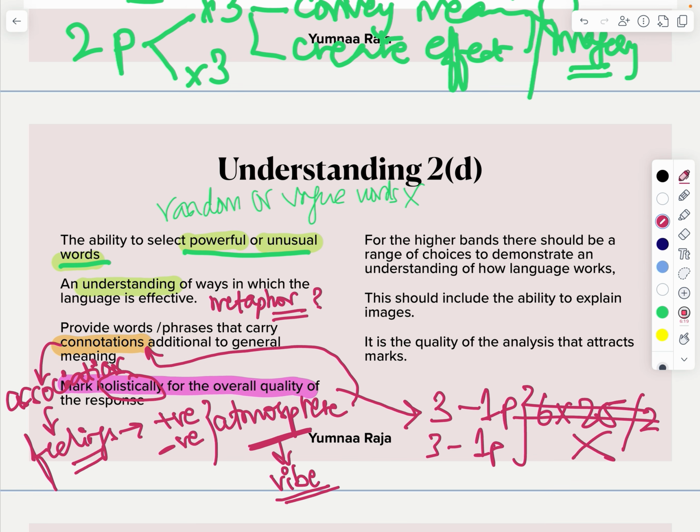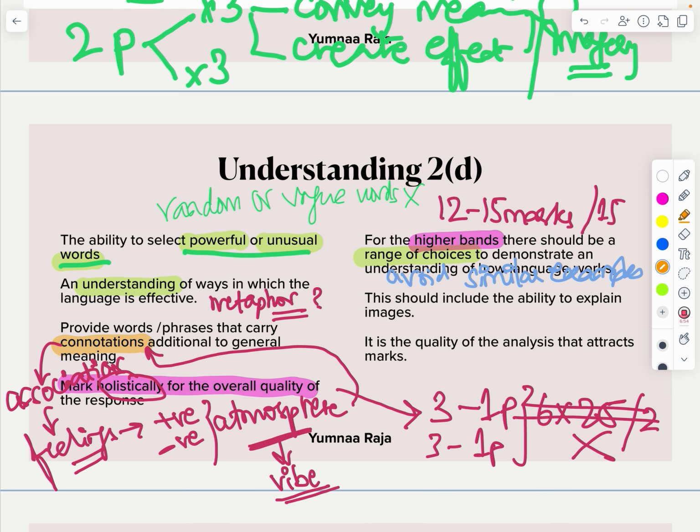Next, what is the next thing that the examiner wants you to know? That for higher bands, and by higher bands I mean we are looking at 12 to 15 marks out of 15, there has to be a range of choices. So avoid similar examples is what I'm saying. I will write it down here for you as well, so you remember: avoid similar examples. Let's do the next one.